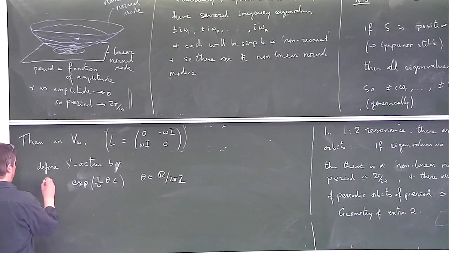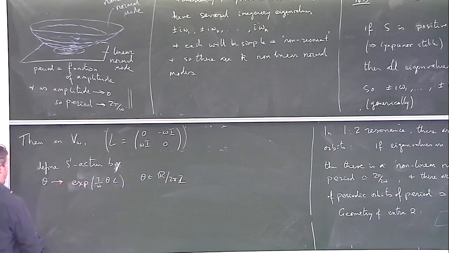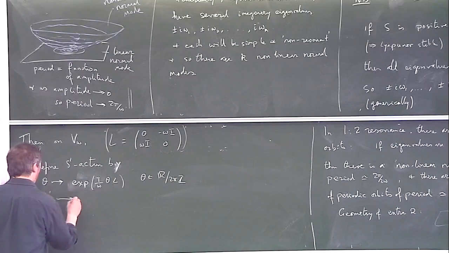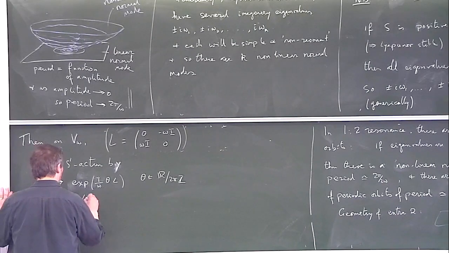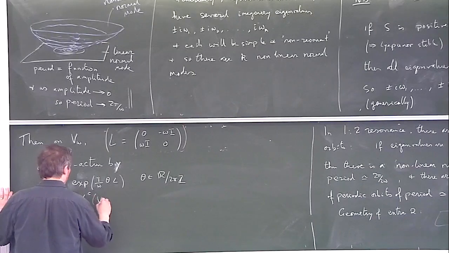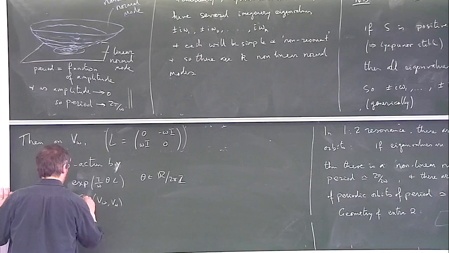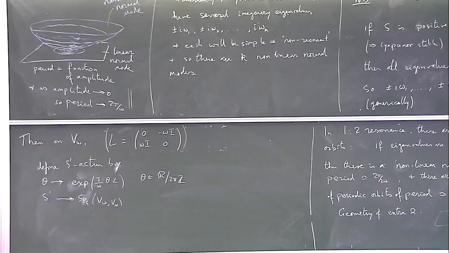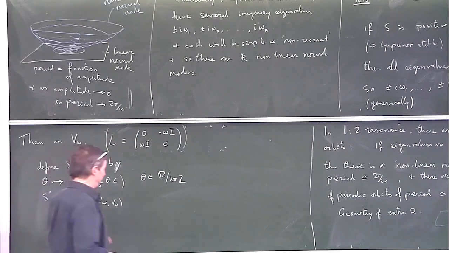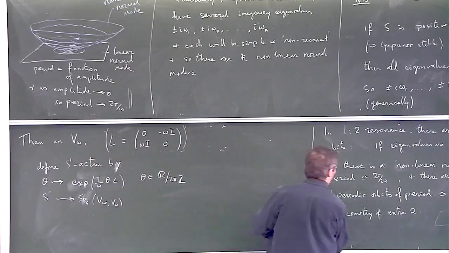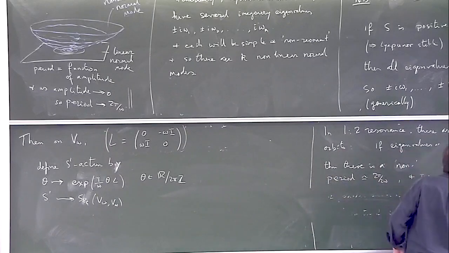So this is actually symplectic. So this is an action of the circle on the space. So one common way of writing this down is to use complex notation.